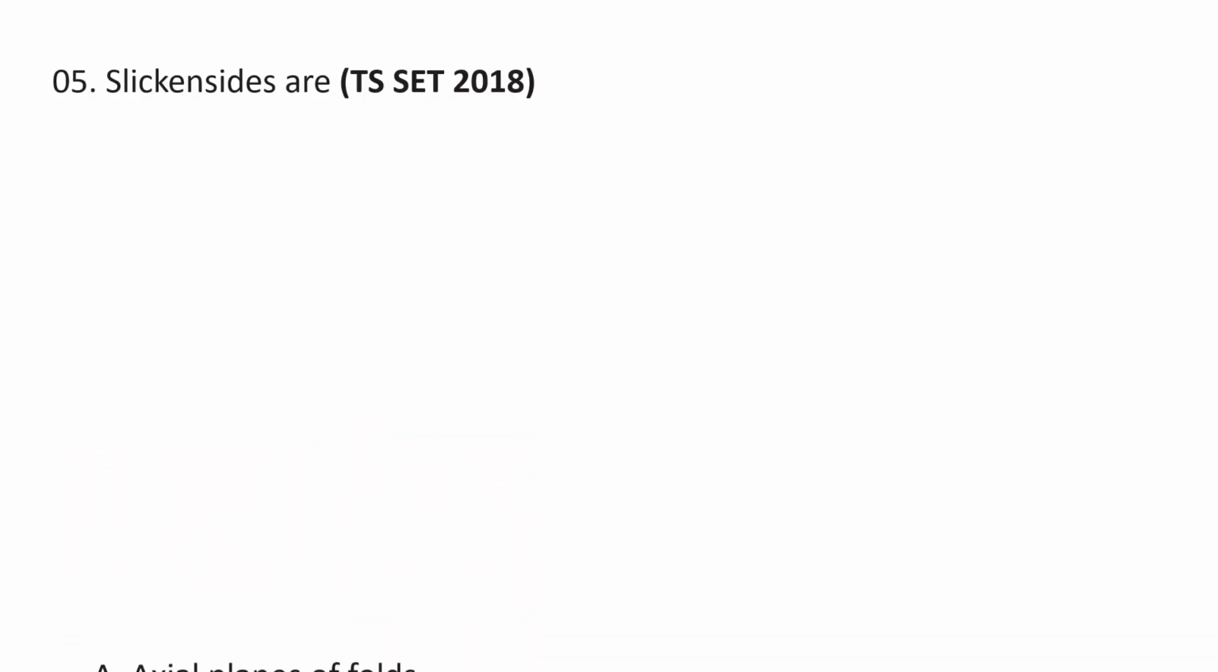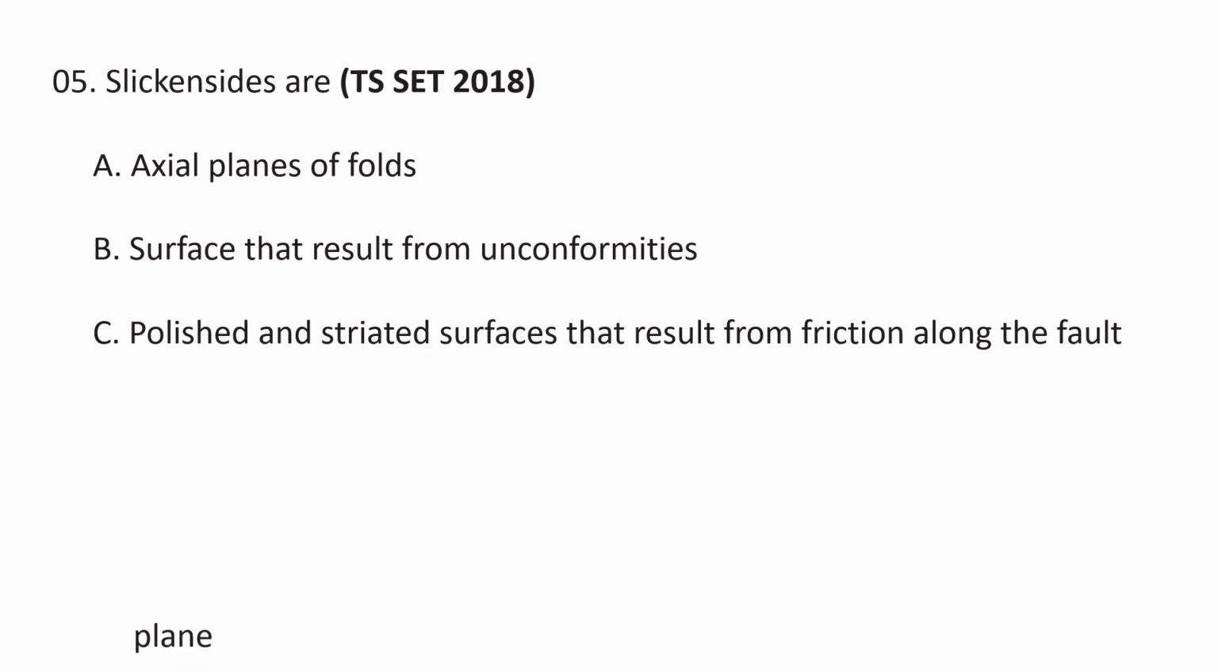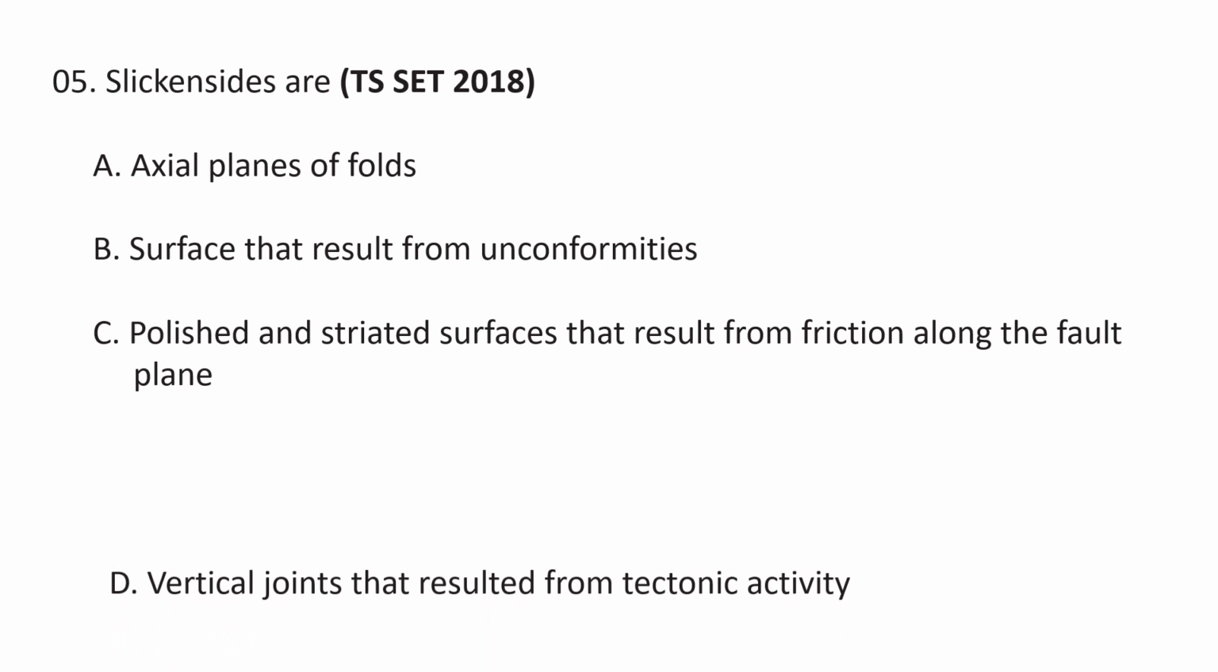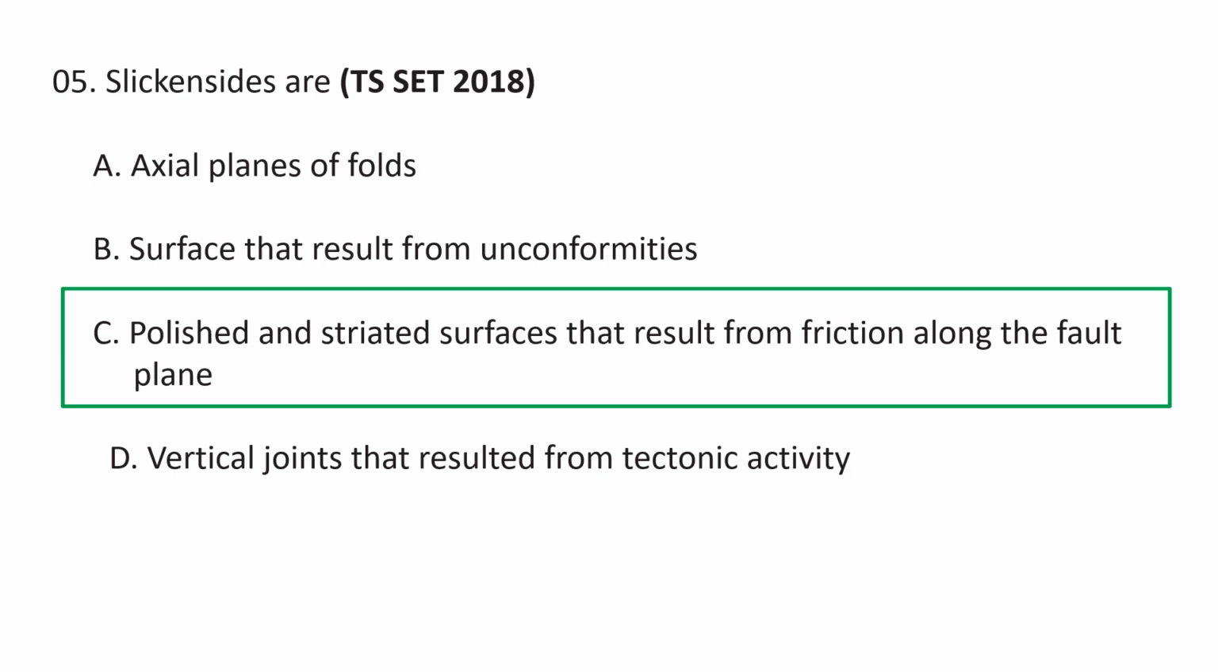Next question. Slickensides are A. Axial planes of folds, B. Surface that results from unconformities, C. Polished and striated surface that results from the friction along the fault plane, and D. Vertical joints that resulted from tectonic activity. So slickensides are polished, with grooved or striated surfaces which result from the friction along the fault plane. So they can be identified along the fault zones. So C is the correct answer.